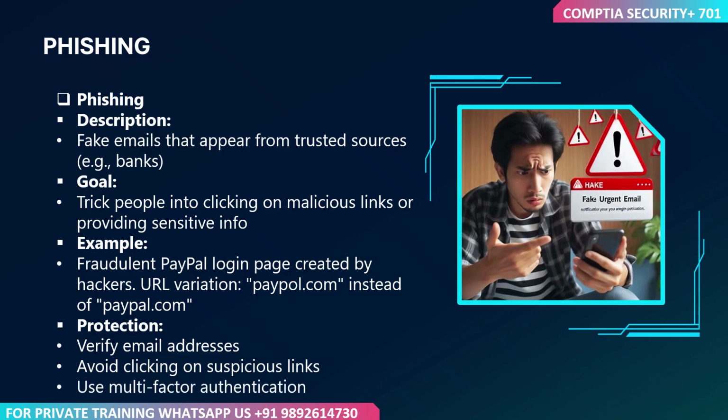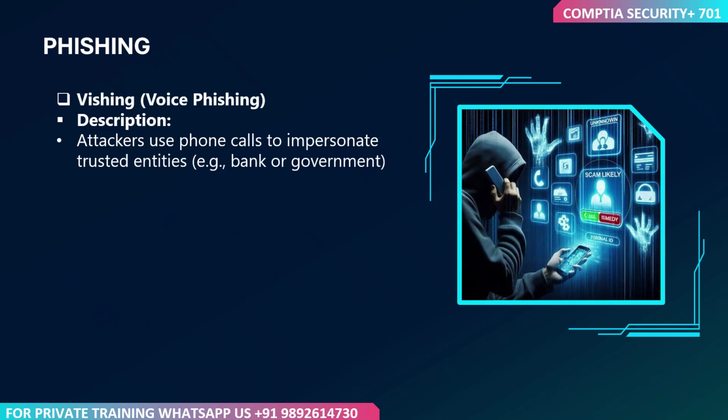And finally, use the multi-factor authentication or MFA. This adds an extra layer of security, making it much harder for the attackers to access your accounts, even if they get your password. Phishing doesn't just happen through emails and messages. It can also happen over the phone. This is called vishing, short for voice phishing.